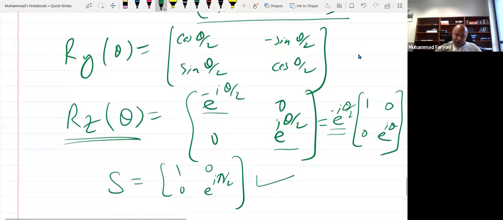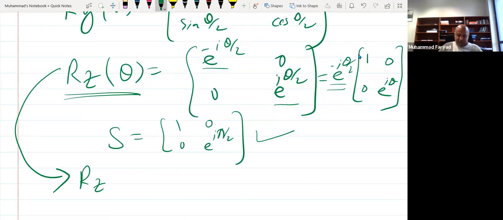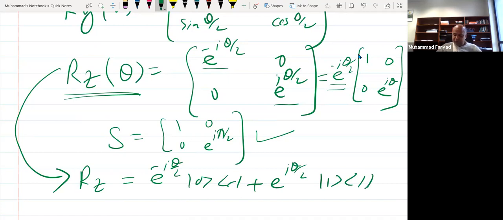Okay, and if you want to, let's say, write this gate in Dirac notation, it's very easy. I hope now that this Rz can be written as exponential minus iota theta by 2 |0><0| plus exponential iota theta by 2 |1><1|. So it's giving the 1 state exponential iota theta by 2 phase, and the 0 state exponential minus iota theta by 2 phase.